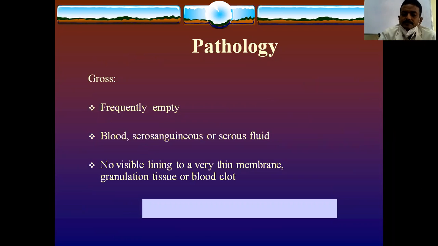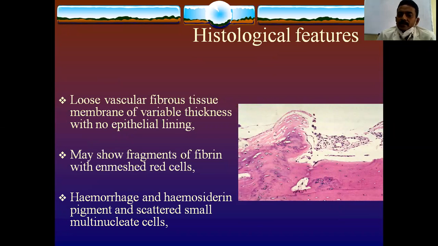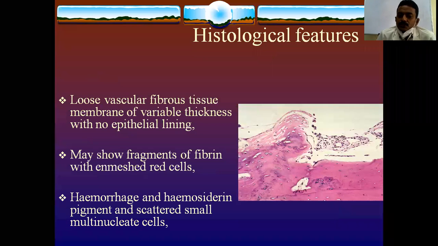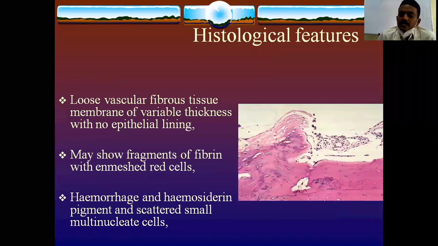Pathology. The histopathology picture reveals loose vascular fibrous tissue, and it shows fragments of fibrin with enmeshed red cells, hemorrhage and hemosiderin pigment, and scattered small multinucleate cells are observed.